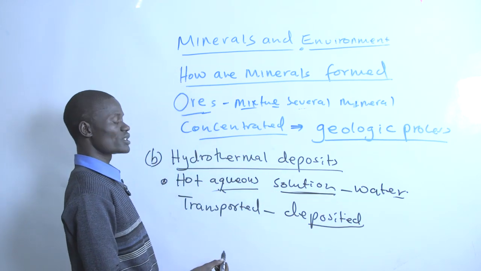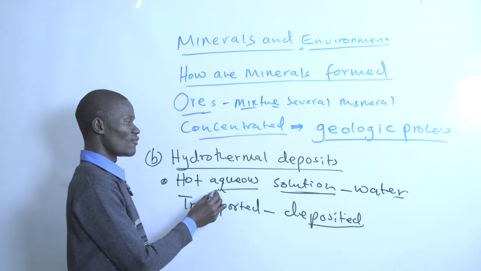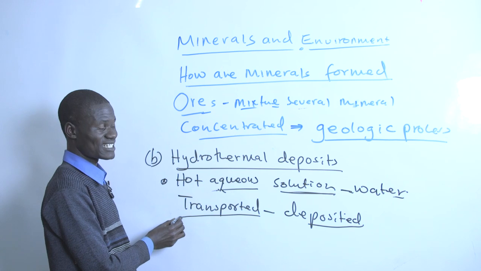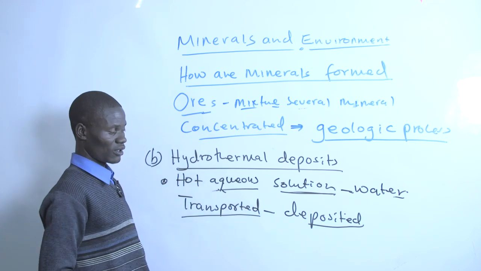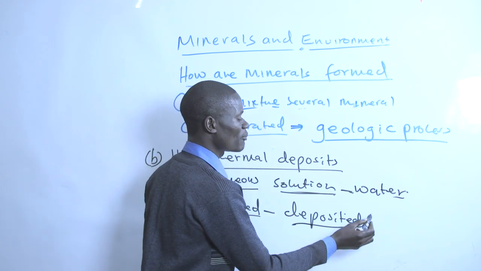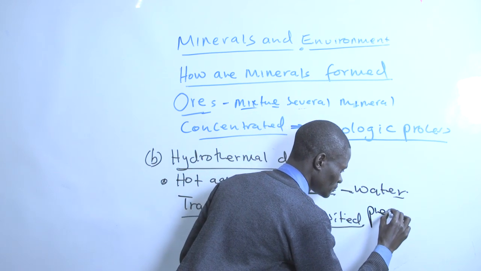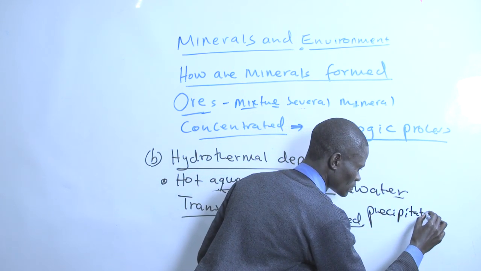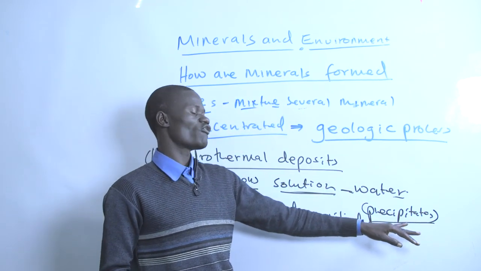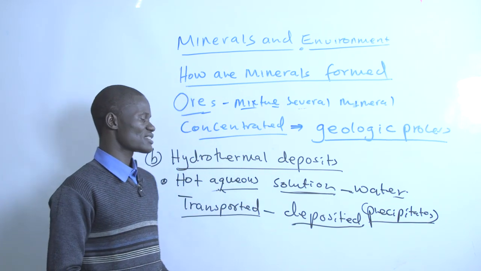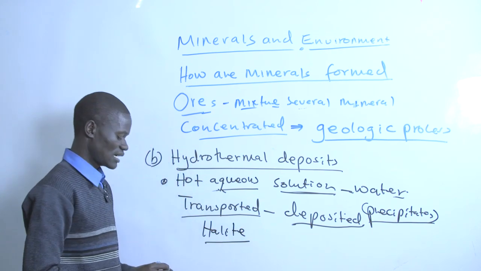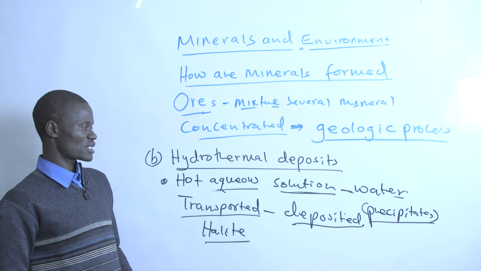There are some minerals which can easily dissolve in water. Following the streams of water, they are transported. Remember, water can transport some minerals in dissolved matter. Therefore, it will be deposited somewhere as precipitate, or in the process of precipitation. For example, halite is a good example of a mineral that is formed in this process.